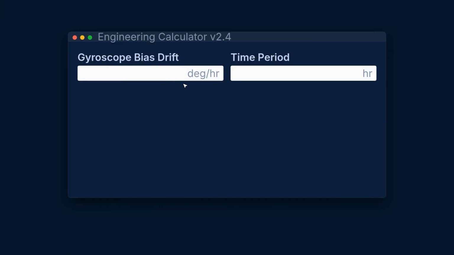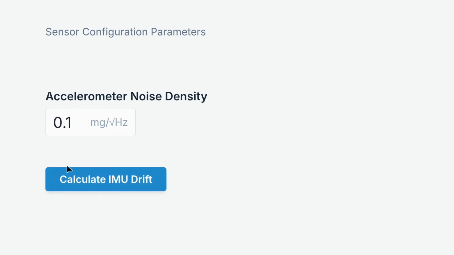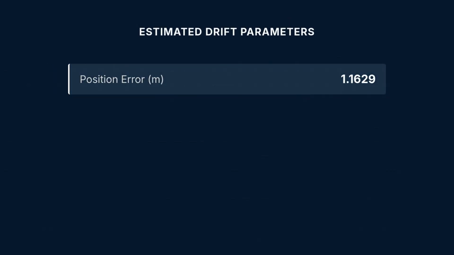Let's work through an example. If we enter a gyroscope bias drift of 1.0 degrees per hour, a time period of 1.0 hour, and an accelerometer noise density of 0.1 milligrams per square root hertz, then click Calculate IMU Drift. The results section will show your estimated drift parameters.